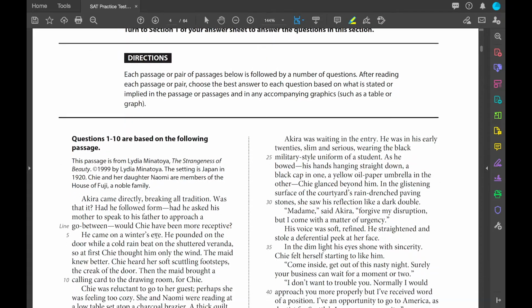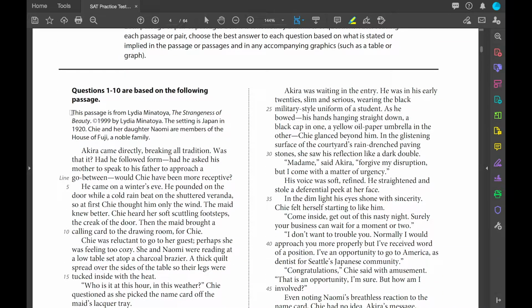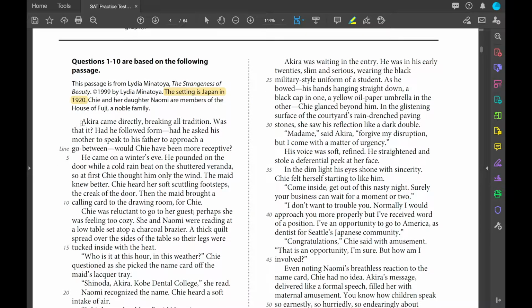All right. So first step is you always want to read this little preface material. It'll just show you things like the fact that we are in 1920s Japan. All right, and then you're looking in the introduction to find the main idea, where you usually find a thesis. And the thesis is typically the last sentence of your introduction. And this says, had he followed form, had he asked his mother to speak to his father to approach a go-between, would Chia have been more receptive?